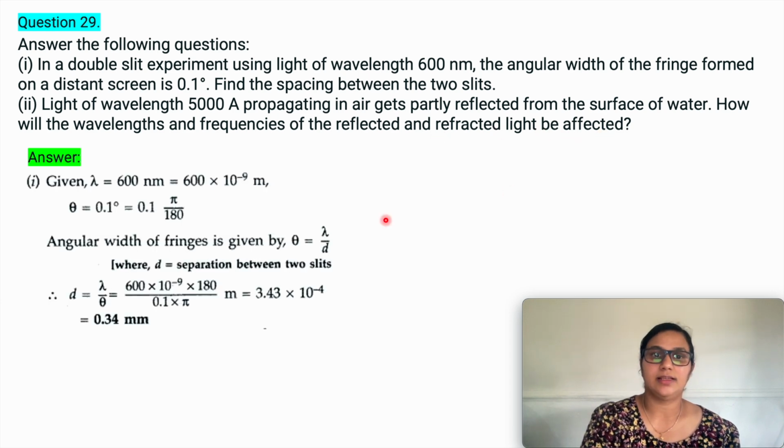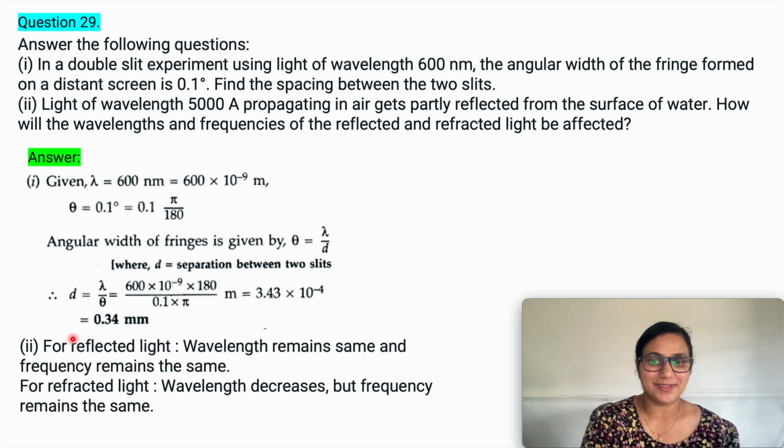Answer is, we can calculate the spacing between the two slits using the formula d is equal to λ by θ, and you get it as 0.34 millimeter. Second part of the question: for reflected light, wavelength and frequency remain the same, but for refracted light, wavelength decreases but frequency remains the same.